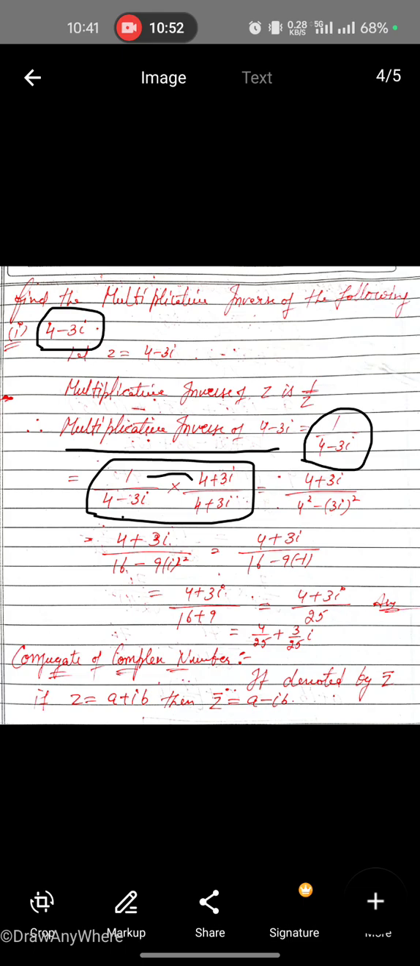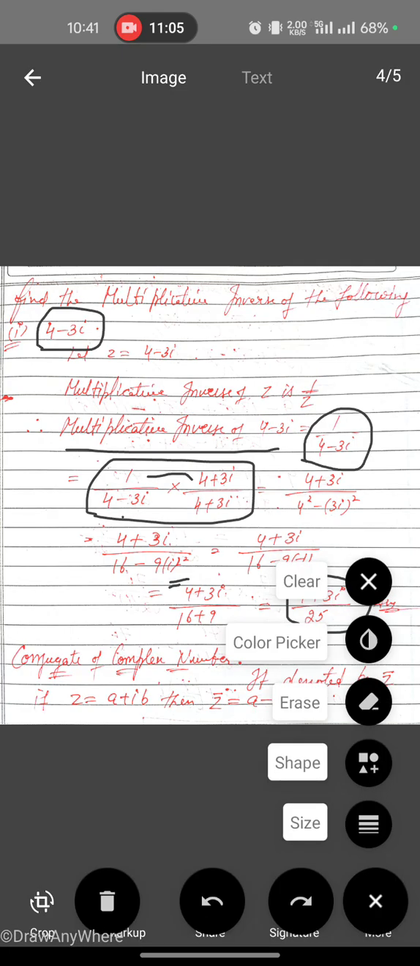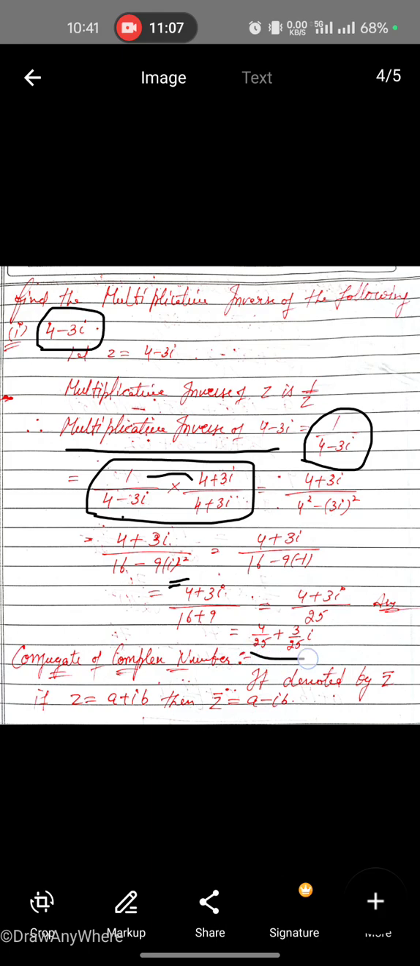सो 4 का स्क्वायर 16 माइनस (3 iota) का स्क्वायर, that is 3 square. iota स्क्वायर की वैल्यू -1 आएगी, that is minus minus plus. And separate the denominator 25, 25. So this is your required form, that is a plus iota b. Okay, is it clear everyone?